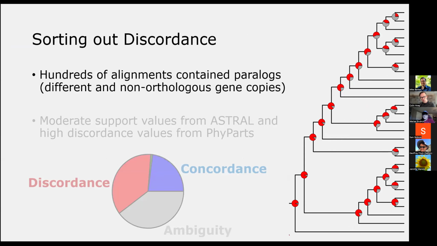To try and figure out why the resolution in the red clade wasn't what we might have expected at first, I looked through essentially all of the alignments when they were first assembled, and we noticed there were hundreds of alignments that contained paralogs, essentially non-orthologous gene copies that were giving conflicting signals.